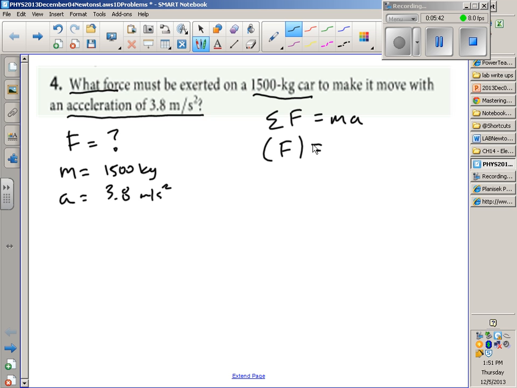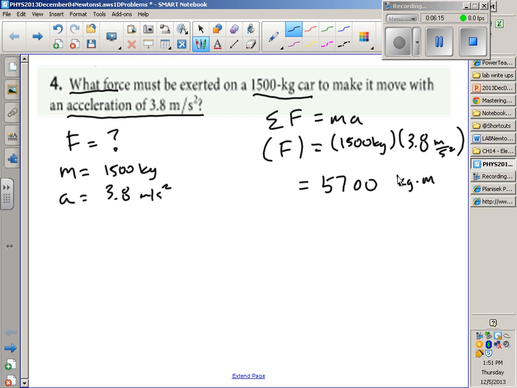Then, we plug in the mass, right? 1,500 kilograms. And then the acceleration, 3.8 meters per second squared. Okay? So you take it to your calculator, you multiply the numbers, and I think you end up with 5,700. Is that correct? Okay. But from a unit standpoint, we got kilograms here, we got meters per second squared here, nothing cancels out, so we have to keep all those units.